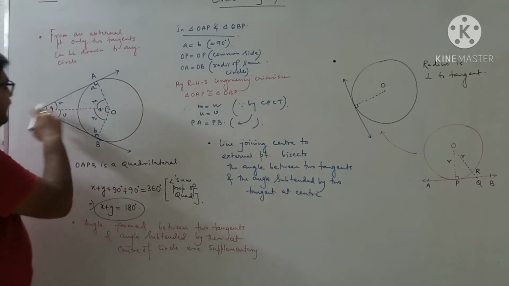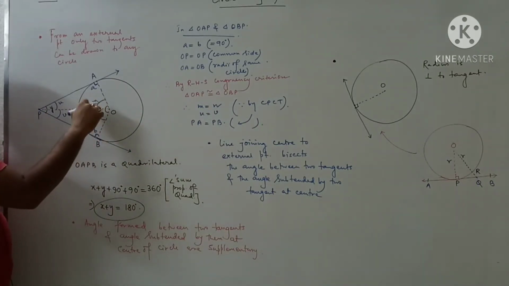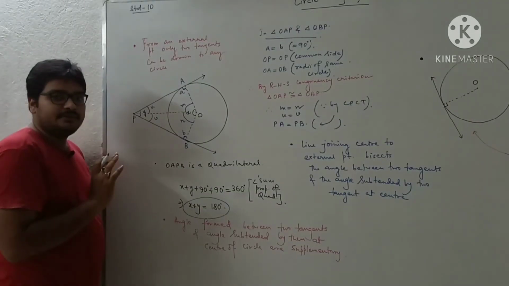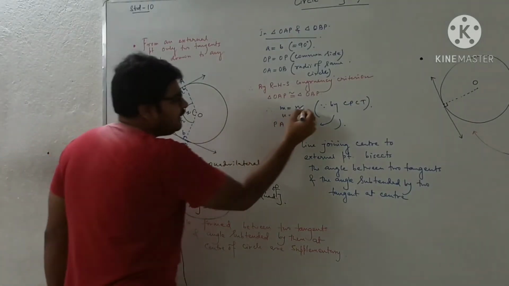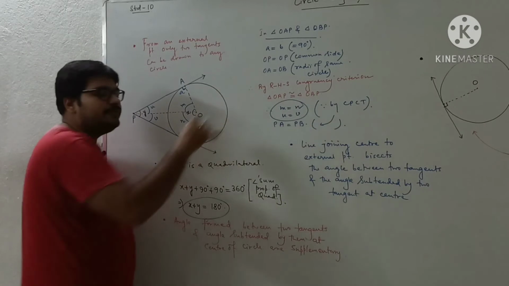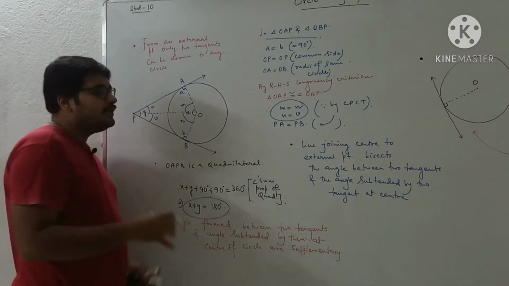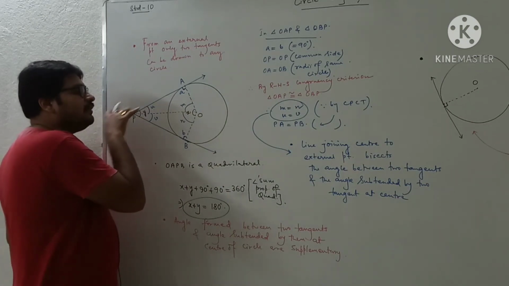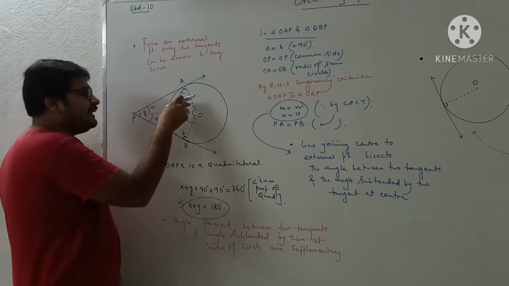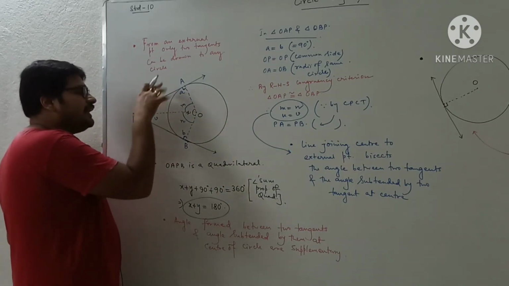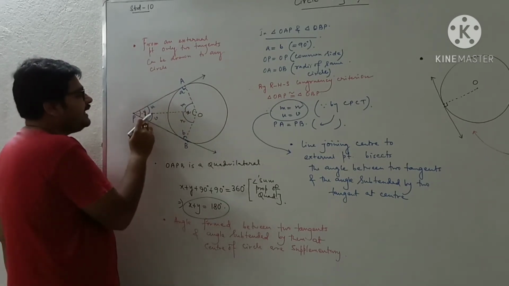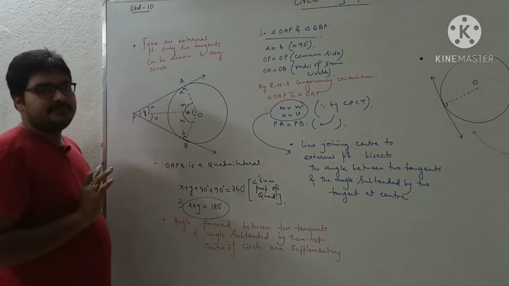So this line bisects this angle also, this angle also. So M and N are equal, U and V are equal. Okay, so look here, M and N are equal, U and V are equal. We have proved it mathematically. So from there we have concluded this statement that if I join the external point to the center, that line will bisect the angle subtended by the two tangents at the center, and also the angle between the two tangents.